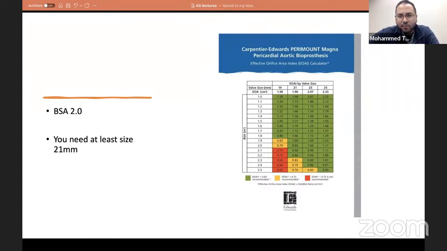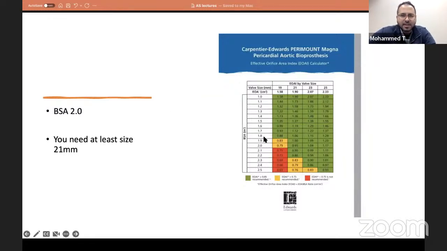So everything from 1 to 1.5 is probably nothing. It starts from 1.6, 1.7 and forward. So that's a small point. You look at the effective orifice area, and you divide it by the body surface area, and you get a number. And this number represents the risk of PPM. So anything below 0.65 centimeter square per meter square, because it's indexed, is considered severe patient prosthesis mismatch. Anything between 0.65 and 0.85 is considered moderate.